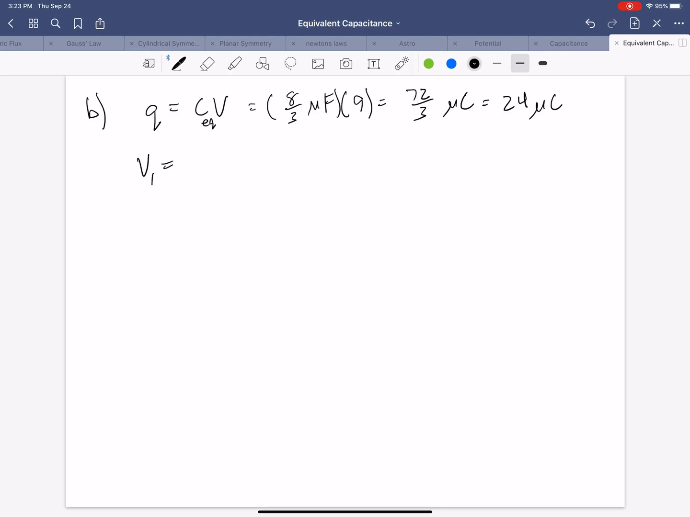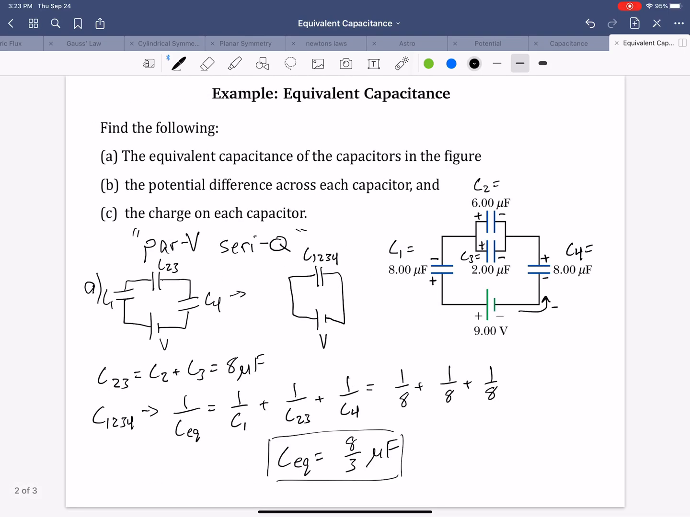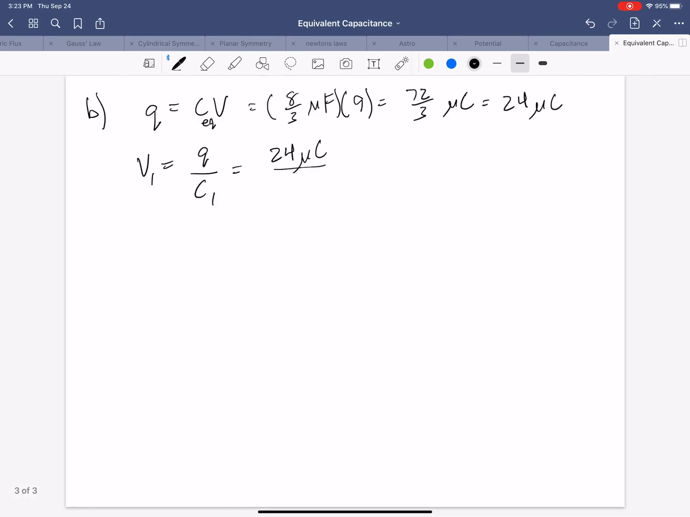There we go. So V1 equals Q1 over C1. Rather, that's the Q that we just found. So this is 24 microcoulombs divided by the capacitance for the first one, which is 8 microfarads. The micros cancel out, and we're left with simply 3 volts.